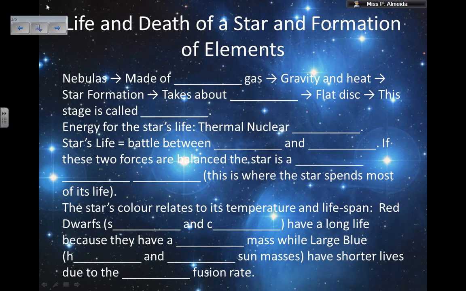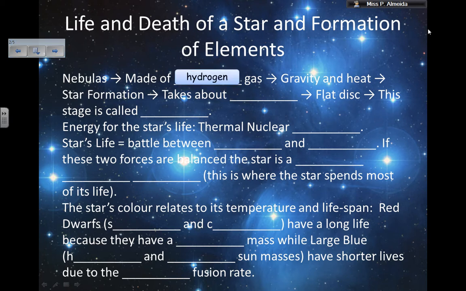I have here a whole summary of how stars are born, live and die, okay? So if you don't want to watch the documentary, instead this is the summary of what happens, okay? So it starts with nebulas. Nebulas are clouds of gas and dust, okay? And they are mainly made of hydrogen gas.